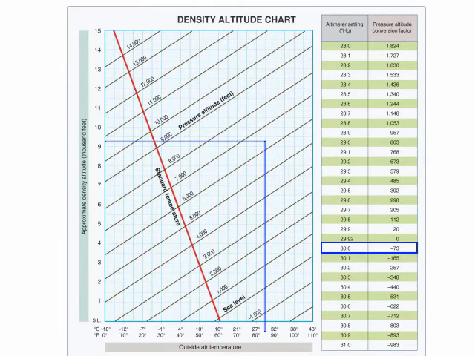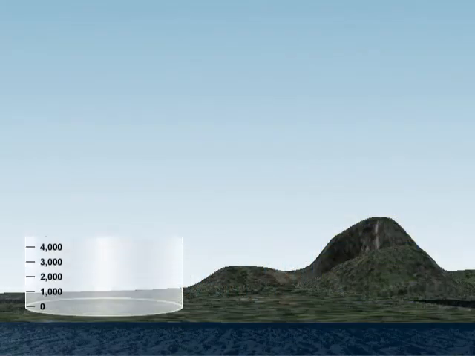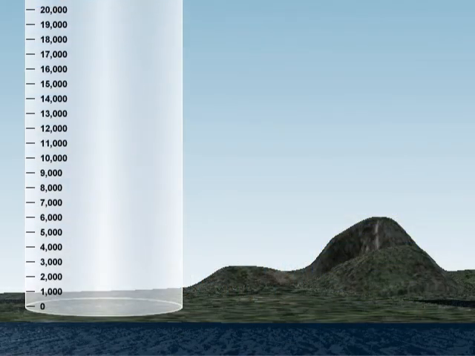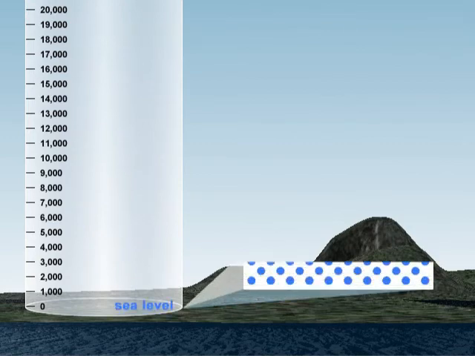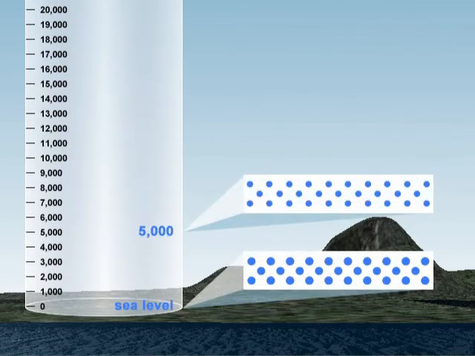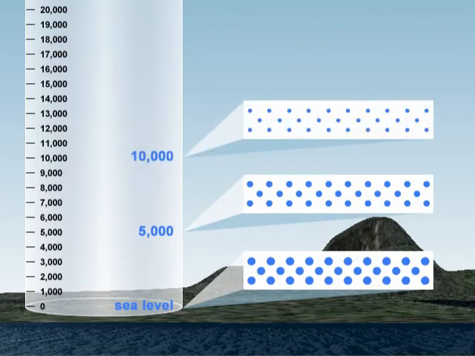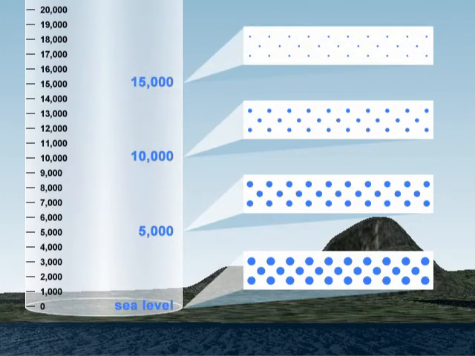Referring back to the column of air, let's zoom in to see the air molecules. At sea level, the air is dense and air molecules are packed tightly. As we climb higher in altitude to 5,000, 10,000, and 15,000 feet, we see that air becomes less dense. By comparing a cubic foot of air at sea level versus one at 10,000 feet, we see that for the same volume, the air at sea level is more dense.